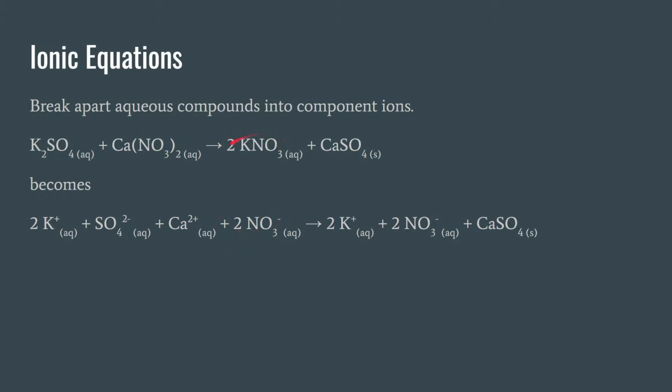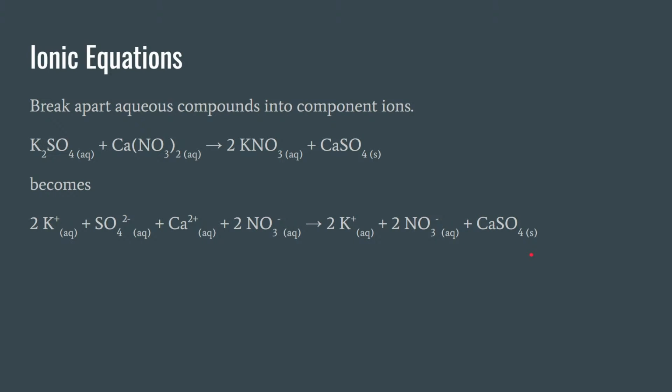And then likewise, the potassium nitrate is floating around in solution. It's all dissociated, so we get 2 of the potassium and 2 of the nitrate. And then, like I said, the calcium sulfate is still together. It's not dissolved, so it's not dissociated.